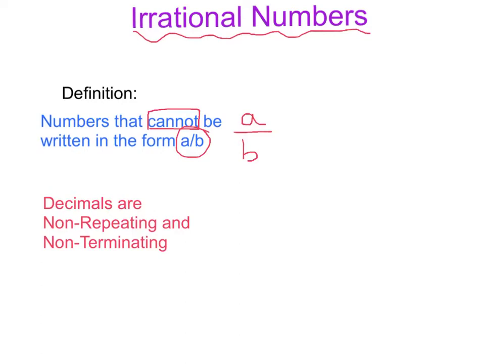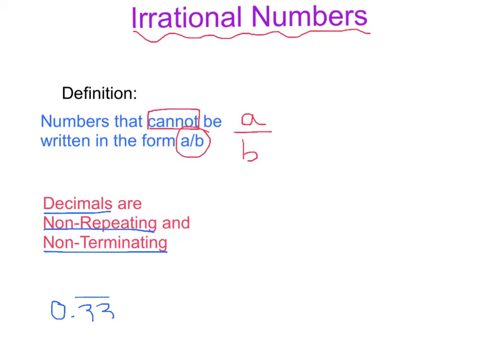So for this to be true, it's a decimal, but it's a specific kind of decimal, because other decimals can be written as a fraction. This type of decimal has to be non-terminating, meaning it will never end. It goes on forever, but it also has to be non-repeating. So just keep that in mind.